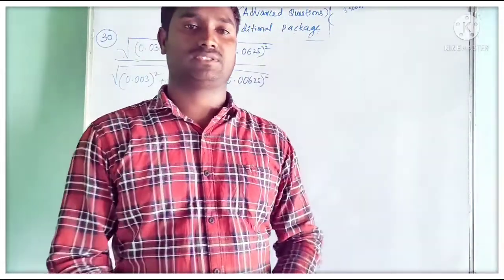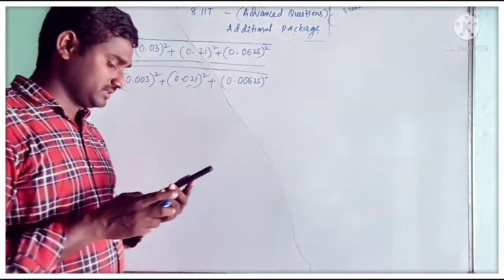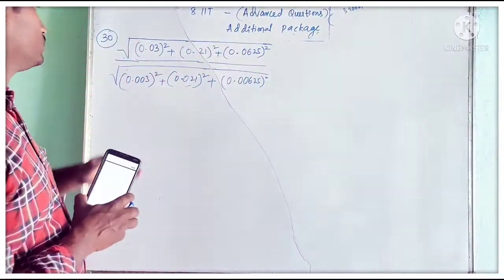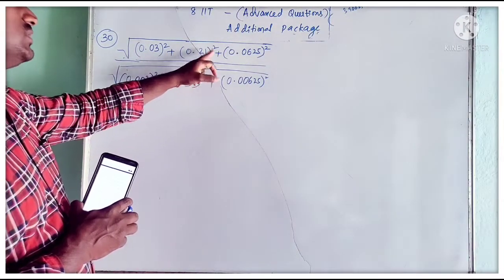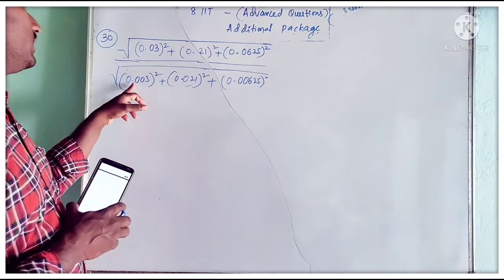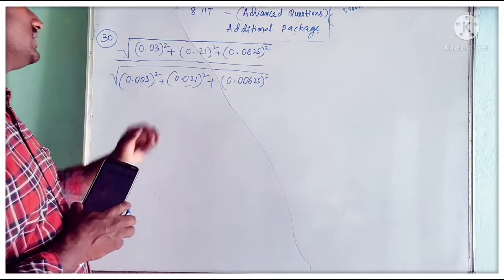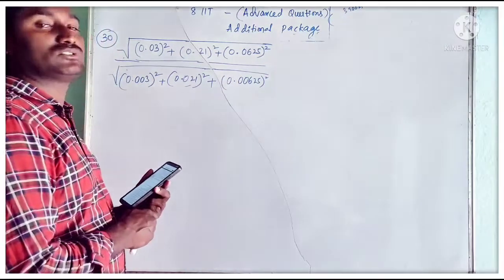Okay, so let us start with question number 30. Simplify: the square root of (0.03 whole square plus 0.21 whole square plus 0.0625 whole square) divided by the square root of (0.003 whole square plus 0.0021 whole square plus 0.00625 whole square).